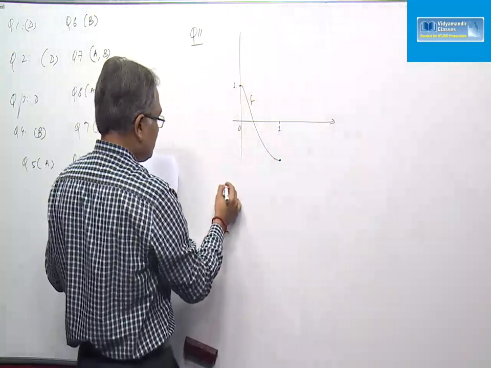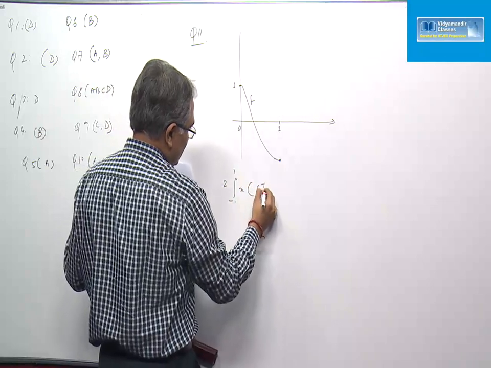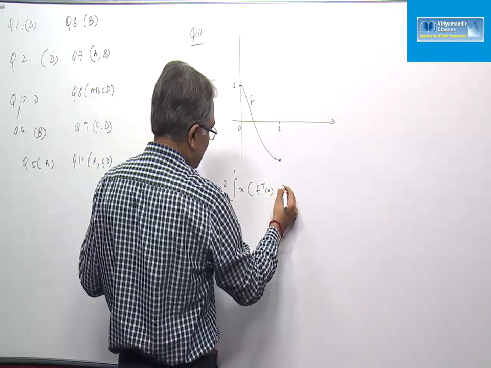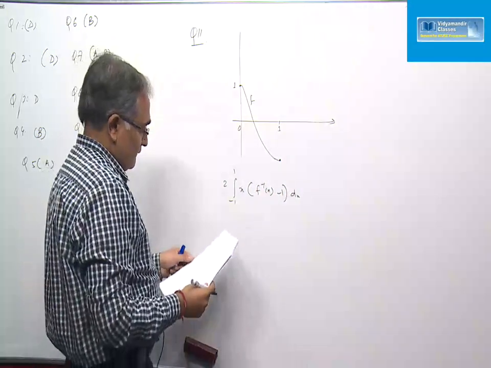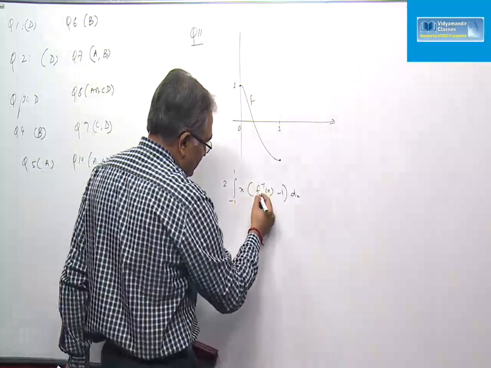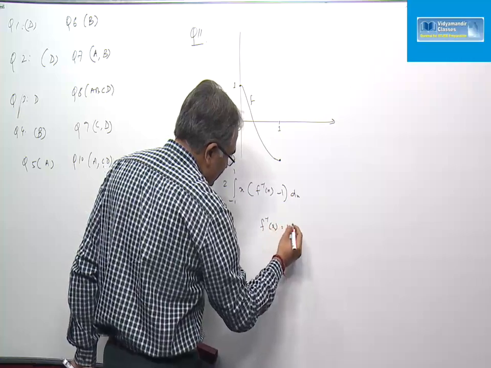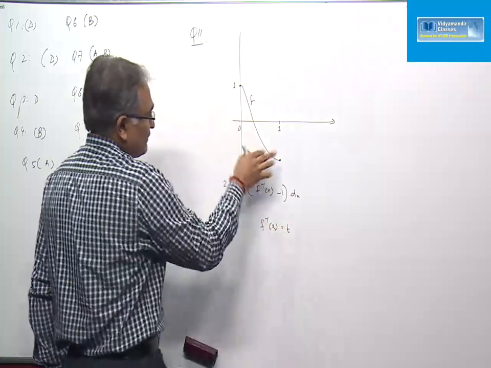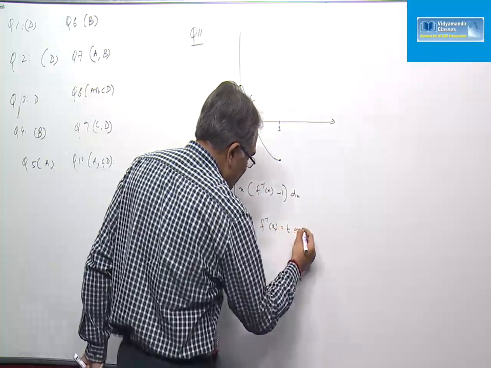Further, we need to compute twice the integral from minus 1 to 1 of x f inverse of (x) minus 1 dx. We need to compute this in terms of f(x). Now let's put f inverse x as t. It's a 1-1 function, so you can take f inverse x as t, or you can say x as f(t).